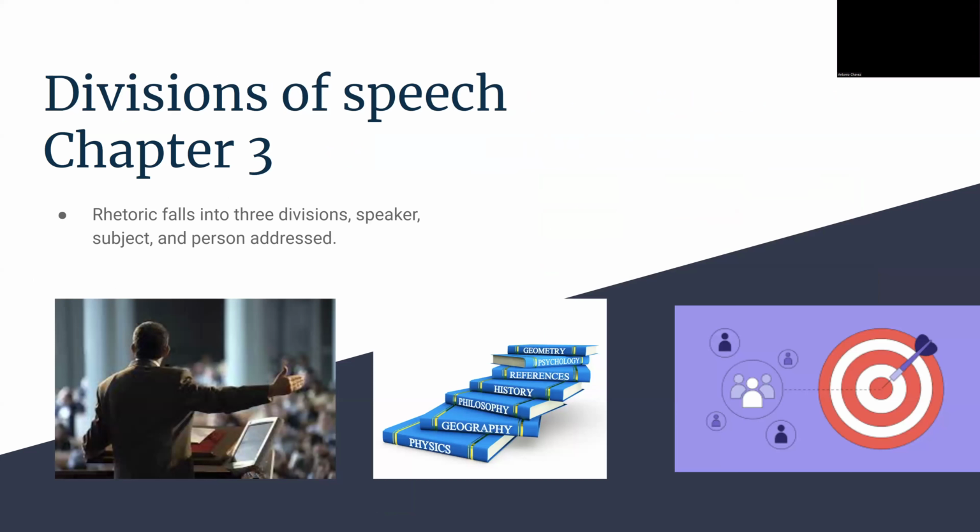Divisions of speech. Chapter 3. Rhetoric falls into three divisions: speaker, subject, and person addressed. These three main things are all components that make up rhetoric. You have the speaker, who is speaking and putting their own characteristics to it depending on the audience. And then you have the subject, which depends on what you're talking about.